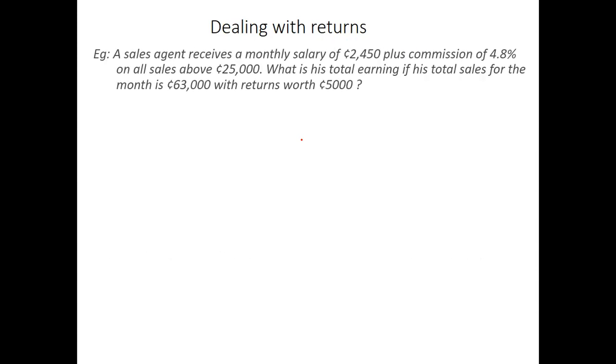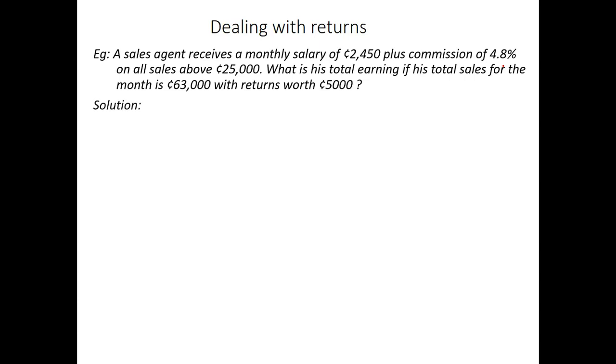So let's take an example. A sales agent receives a monthly salary of 2,450 plus commission of 4.8% on all sales above 25,000. What is his total earning if his total sales for the month is 63,000 with returns worth 5,000? So let's see how to do this.